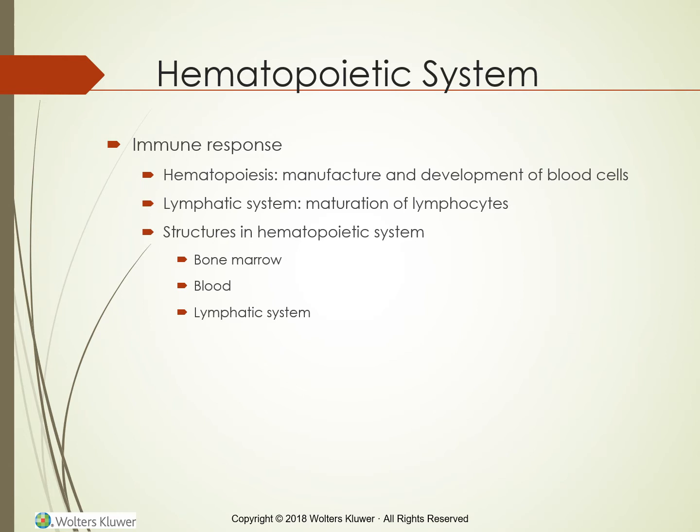An increased number of leukocytes is called leukocytosis. A decreased number is called leukopenia. So again, leukocytosis is an increased number and leukopenia is a decreased number. Chapter 30, page 505, figure 30-2 shows you the differentiated leukocyte counts.